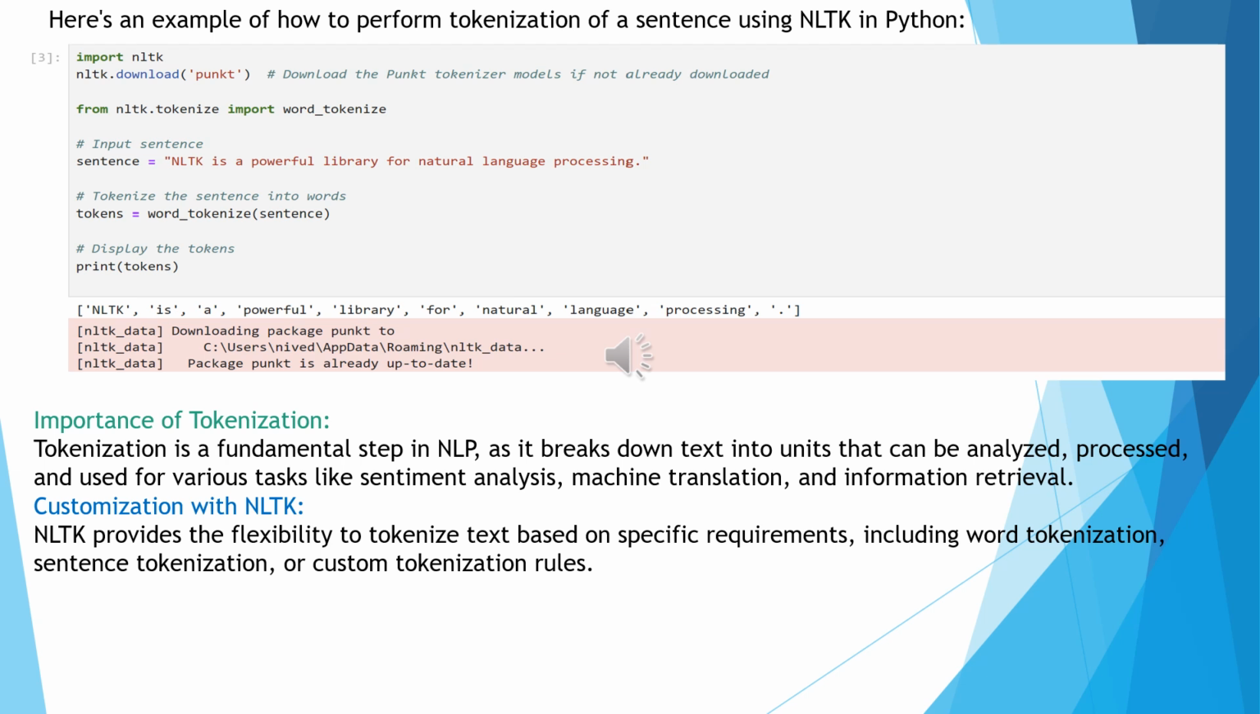Hello guys, so I pasted here an example of how to perform tokenization of a sentence using NLTK and Python. As you can see, the first step I have done is import NLTK and download the Punkt tokenization model, if not downloaded. From here, I imported the word_tokenize function to further divide the sentences into words. First I gave an input to a sentence variable, like 'NLTK is a powerful library for natural language processing'. This is the input I'm going to give to the word_tokenize function.